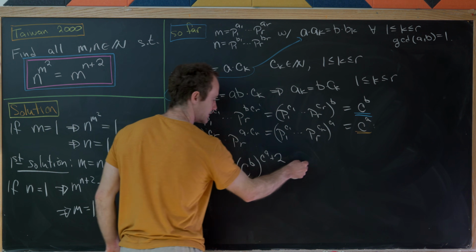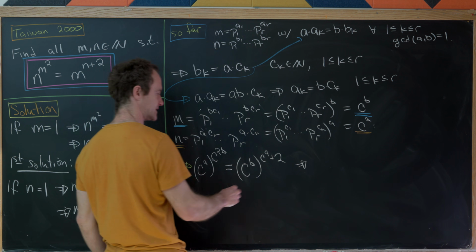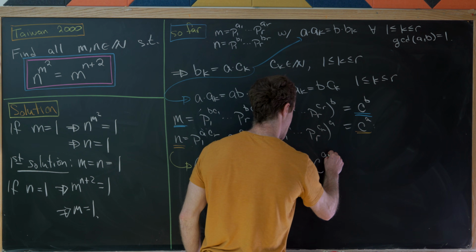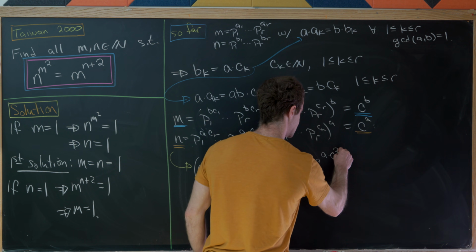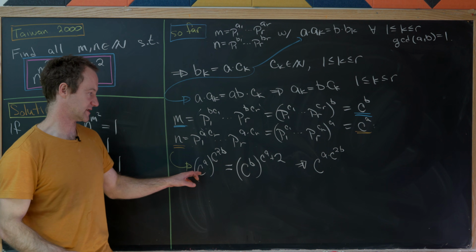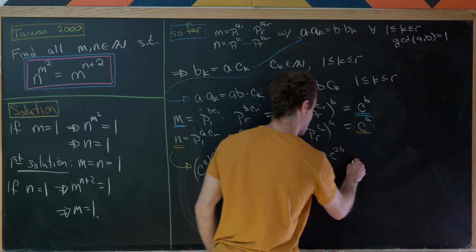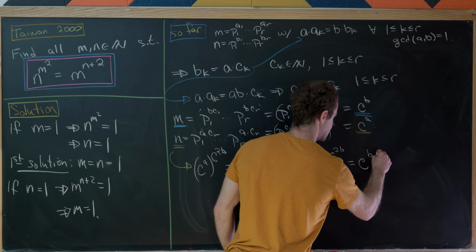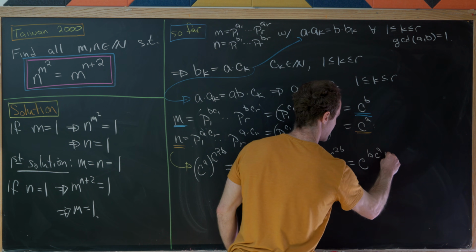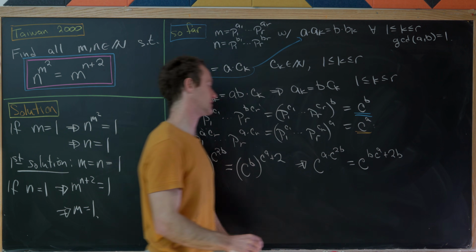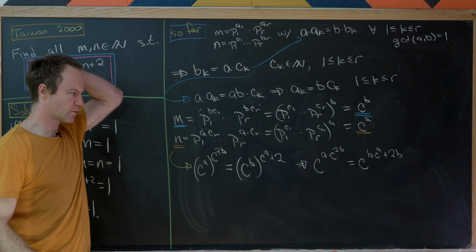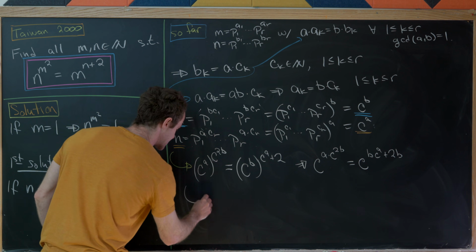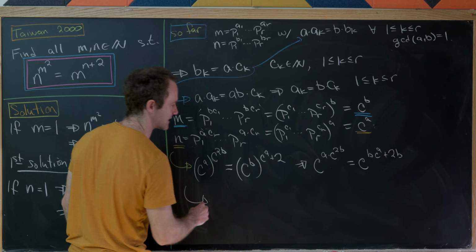Okay, so now let's simplify that using exponent rules. That's going to give us c to the power a times c to the 2b on the left-hand side. And on the right-hand side, we'll have c to the power b times c to the a plus 2 times b. And then from here, we can just extract the exponent from c, and that's going to give us something that hopefully is slightly simpler.